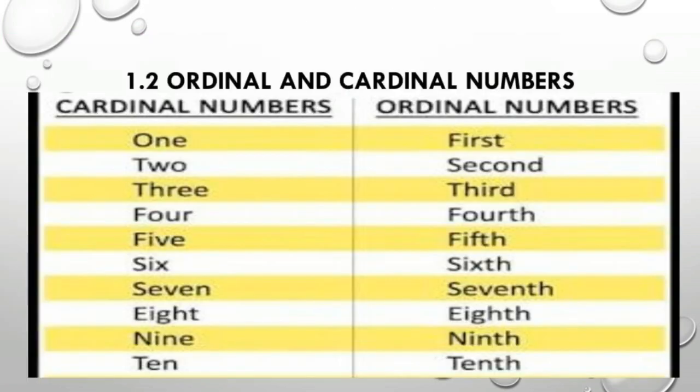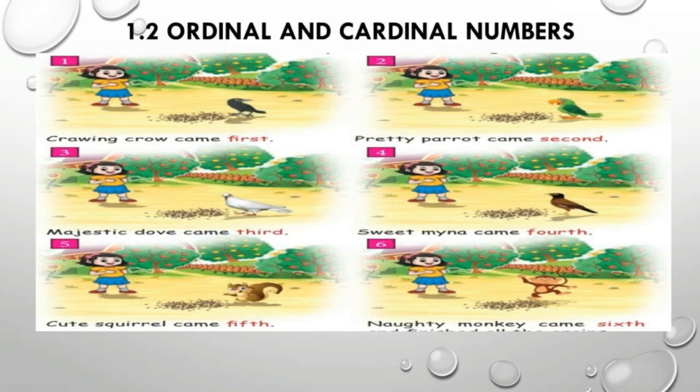Now we will see the ordinal and cardinal numbers. First is the cardinal number. A number denoting quantity, that is 1, 2, 3, 4, etc., is called a cardinal number. And ordinal numbers are numbers defining the position of something in a series, such as first, second, third, fourth, etc. We will learn the ordinal and cardinal numbers with an illustration.